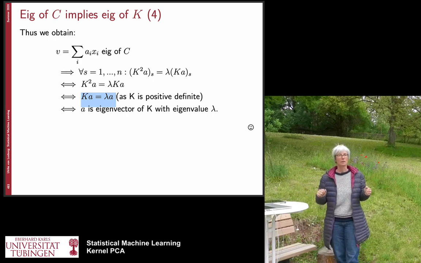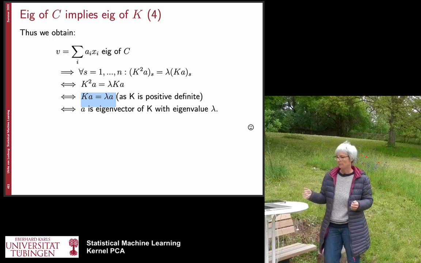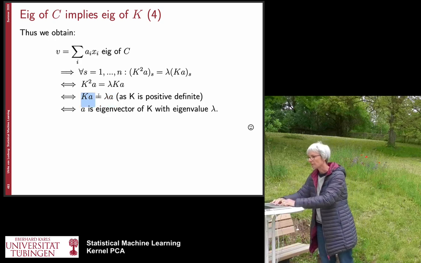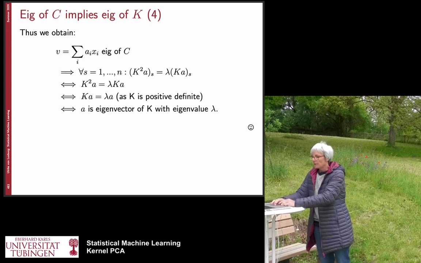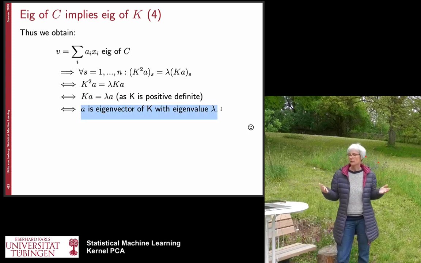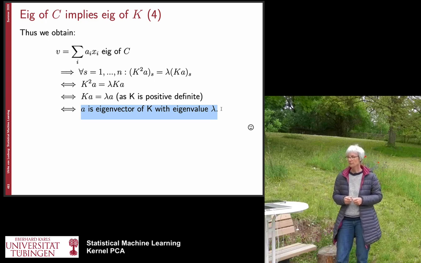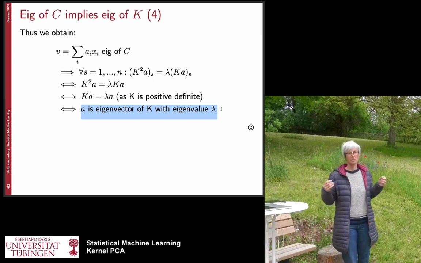If it wouldn't be a kernel, then at least we wouldn't know at this point that it's positive definite. And once we have this, this is the eigenvalue equation that we wanted to show. We can see that A is an eigenvector of k with eigenvalue lambda. Okay, so we have also proved the second proposition.